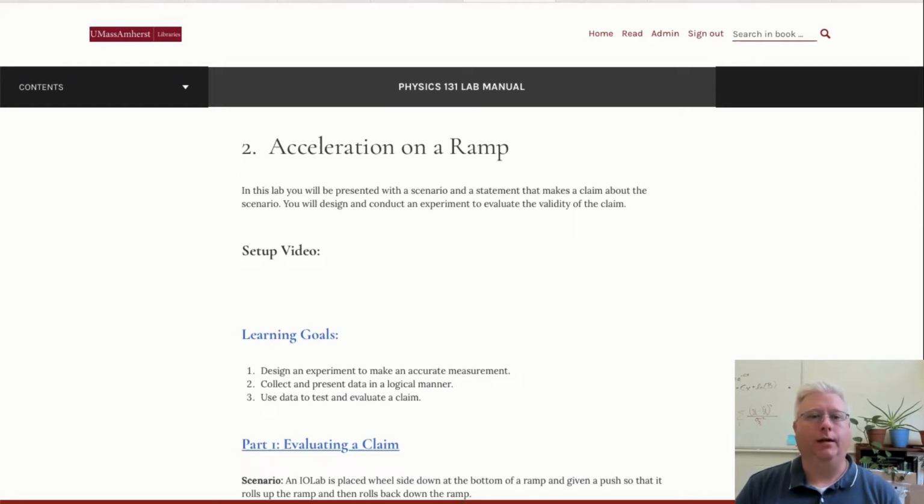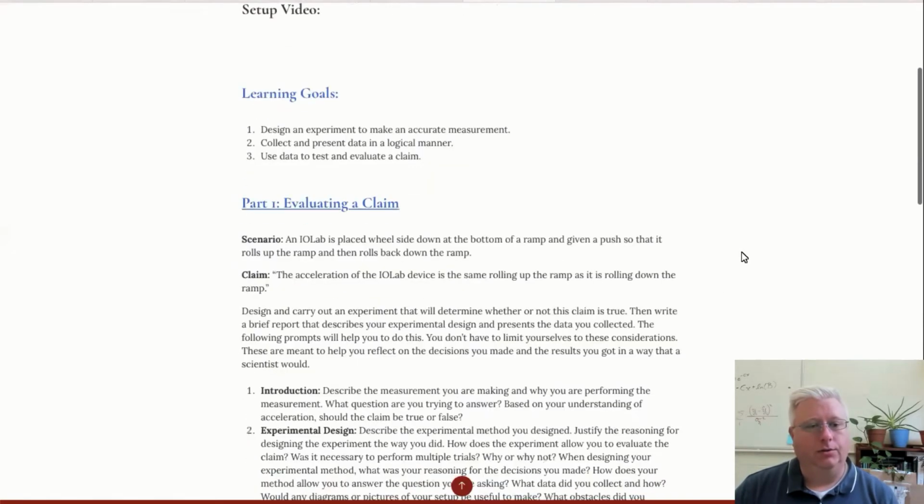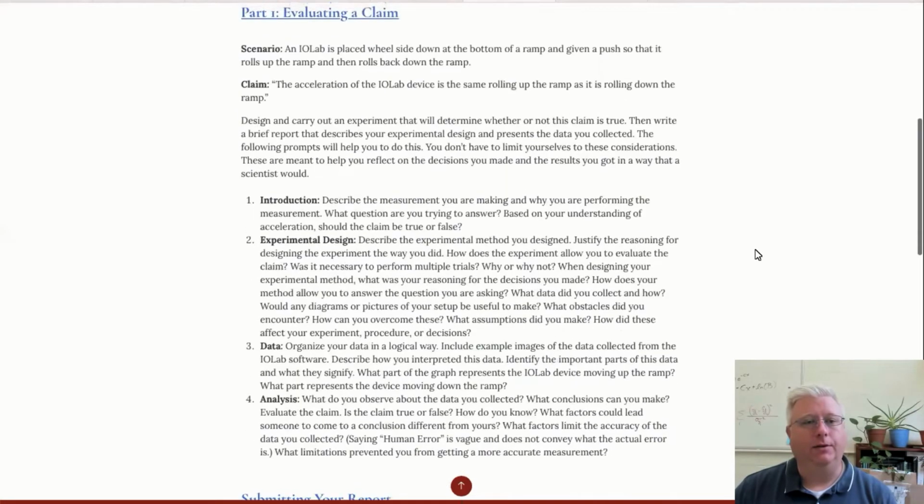Everyone, this is the setup video for Lab 2, acceleration on a ramp. So what we're going to do with this lab is I'm going to give you a scenario and then make a statement about that scenario that makes a claim about what's happening, okay? And then you're going to have to design an experiment and carry it out to see if this claim is actually valid or not.